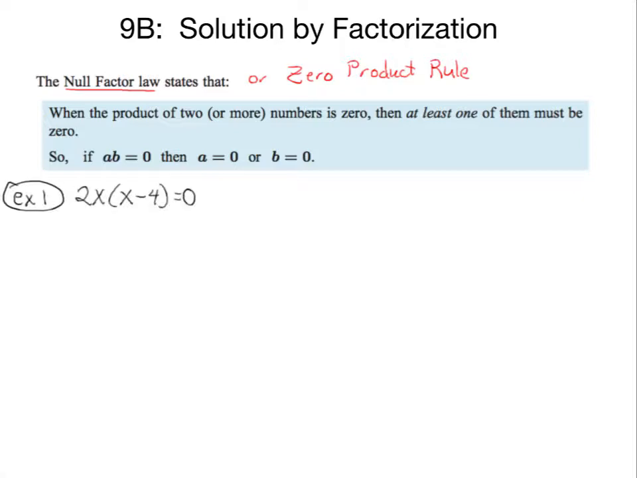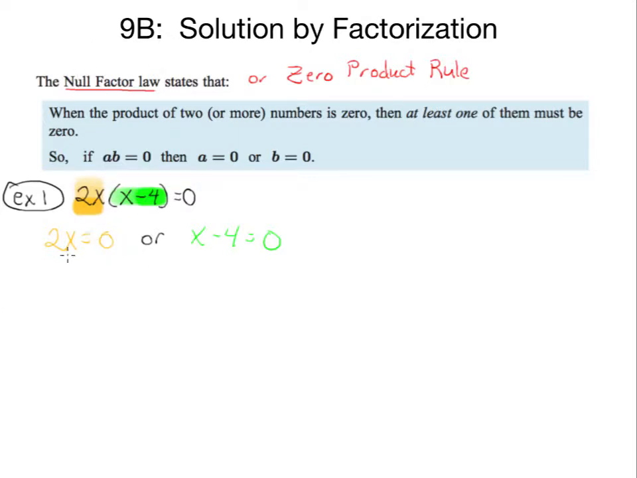In example 1, we have 2x times x minus 4. So our first factor is 2x, and our second factor is x minus 4. These are two things being multiplied together, and they're both equal to 0. So that tells us that either the first factor, 2x, must equal 0, or the second factor, x minus 4, must equal 0. So we set up two little equations, and now we solve each of these individual equations to find out our possible solution.